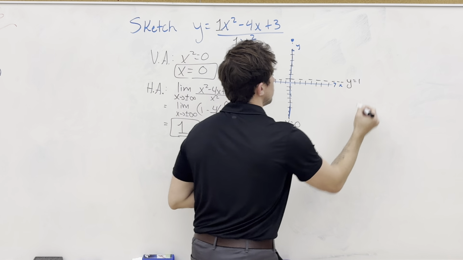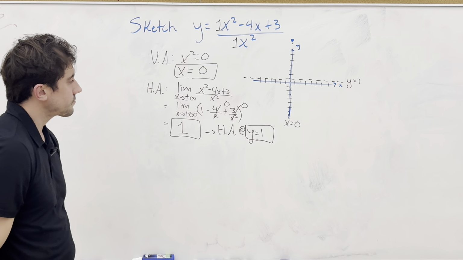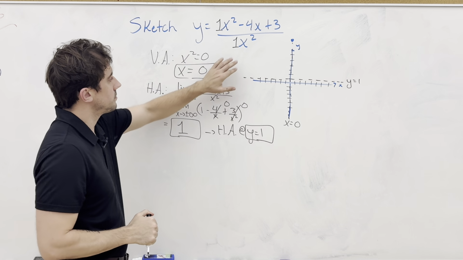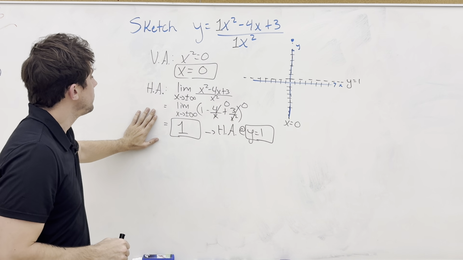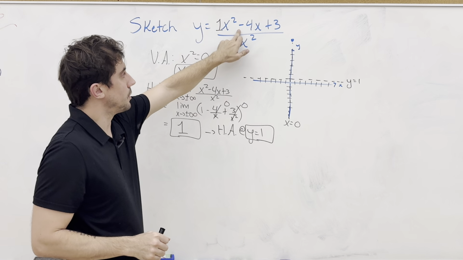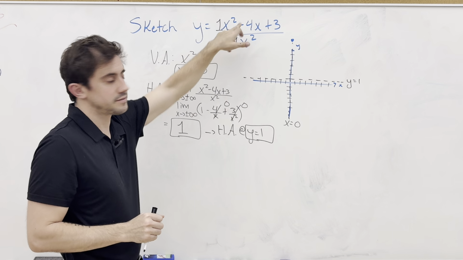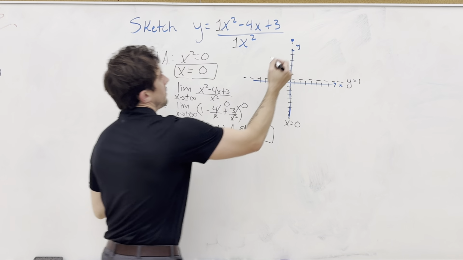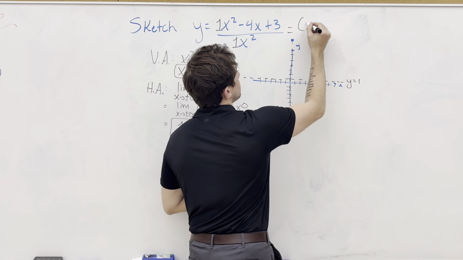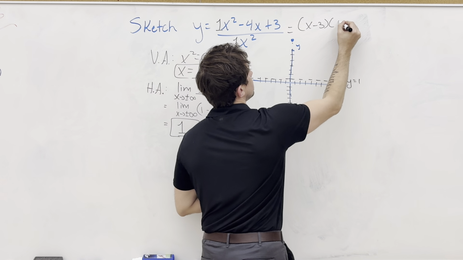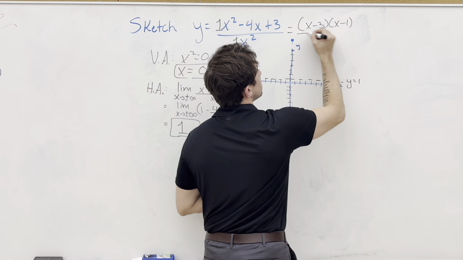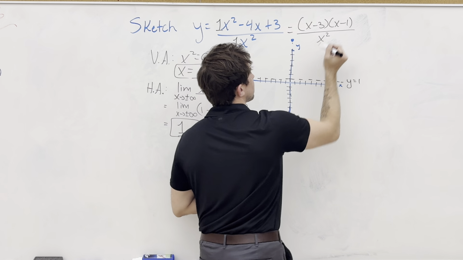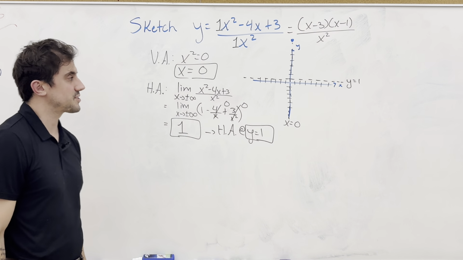Y equals 1. Okay? Now, we can start sketching our curve a little bit. So the numerator, you'll notice, is a factorable quadratic, right? And so that means that we can write y as (x minus 3)(x minus 1) all over x squared, right?